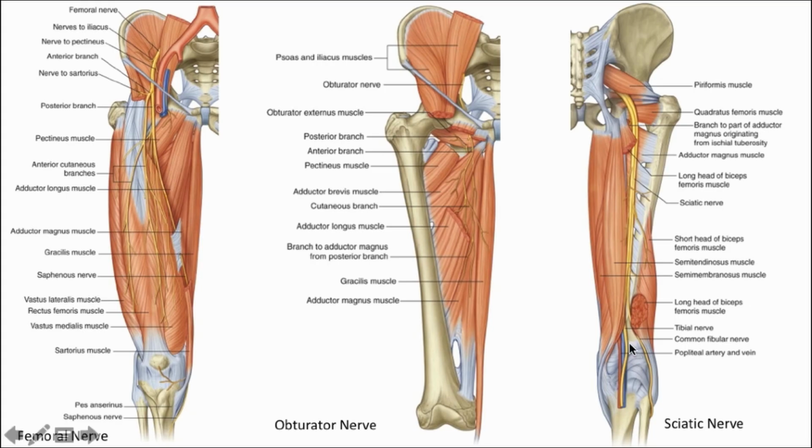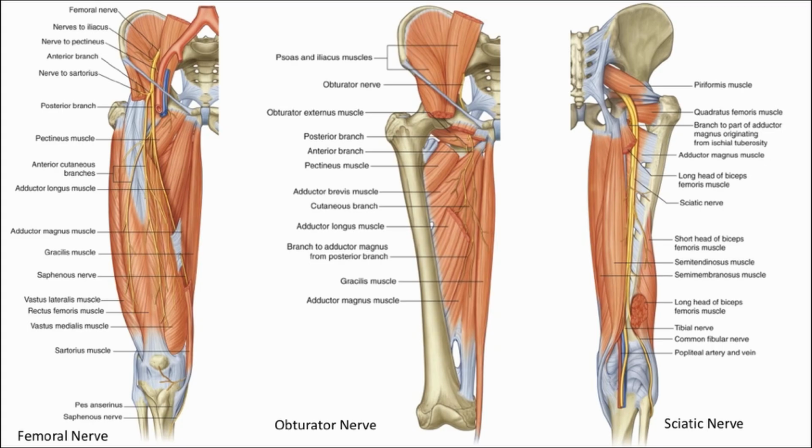So when we talk about the tibial nerve, it's part of the sciatic nerve, and it branches. Everybody's a little different. Sometimes it branches before and sometimes after the separation of the common fibular nerve. And it supplies branches to all the muscles in the posterior compartment of the thigh. And it innervates all of those except for the short head of the biceps femoris, which is innervated by the common fibular part.